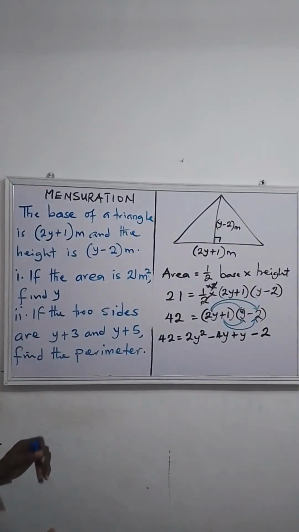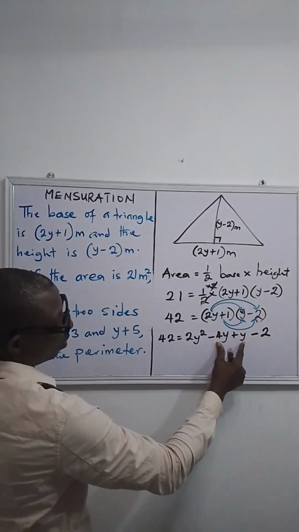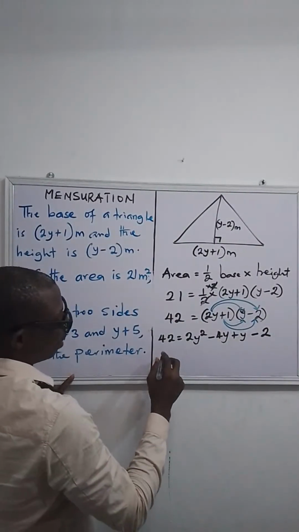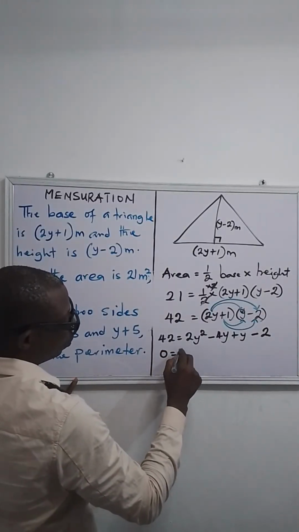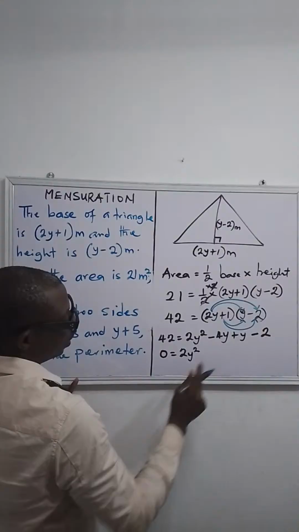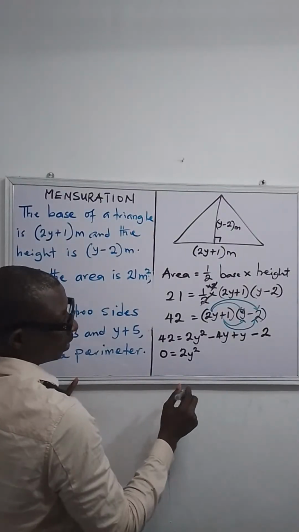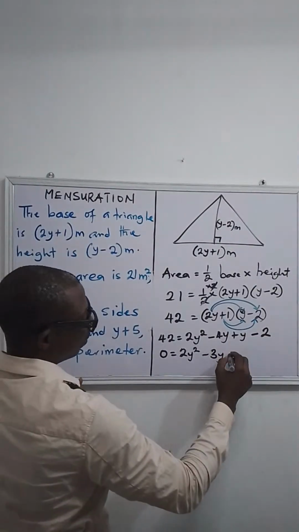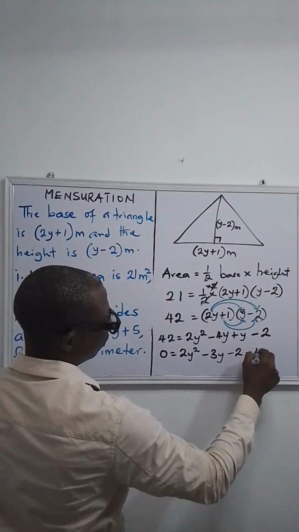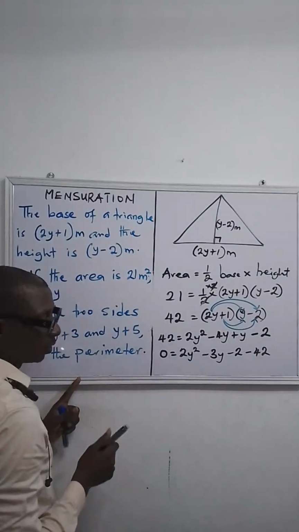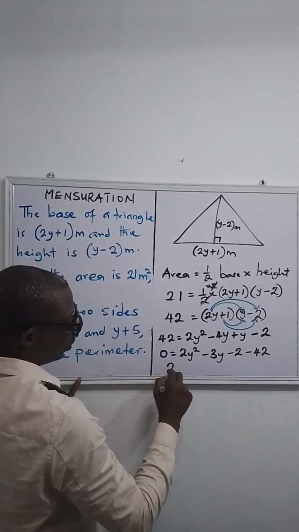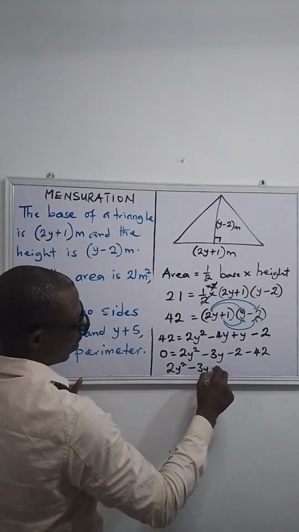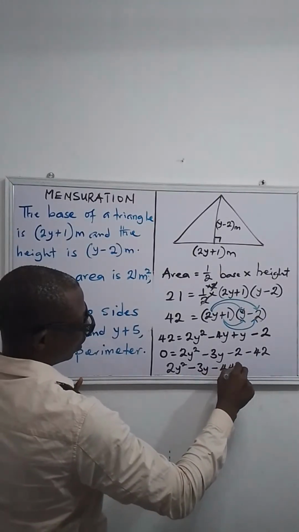Okay, so now let's tidy up this. We can add this one up and we can also transpose this, so this will move to this side. So we have 0 equals 2y squared. Now this and this gives us negative 3y. Then we have negative 2, negative 42. When you transpose 42, we have a quadratic equation of this form: 2y squared minus 3y minus 44 equals 0.